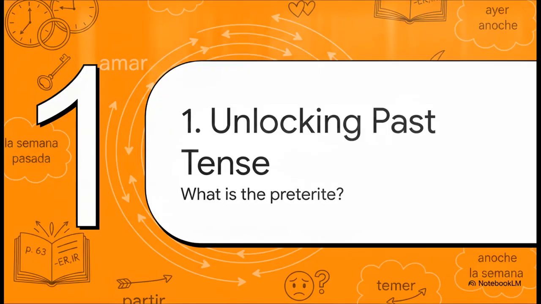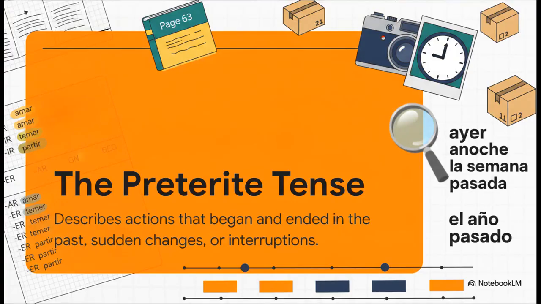What exactly is the preterite? Looking closely at page 63 of our student book, we get a really clear definition here. The preterite tense is a verb tense used to describe actions that began and ended in the past, sudden changes in condition, or interruptions of another action. I really want to emphasize this point. The preterite is strictly for completed, isolated actions. Think of it like a camera snapping a single photo. The action is done. It's over. It's a completely closed box on the timeline of your life.